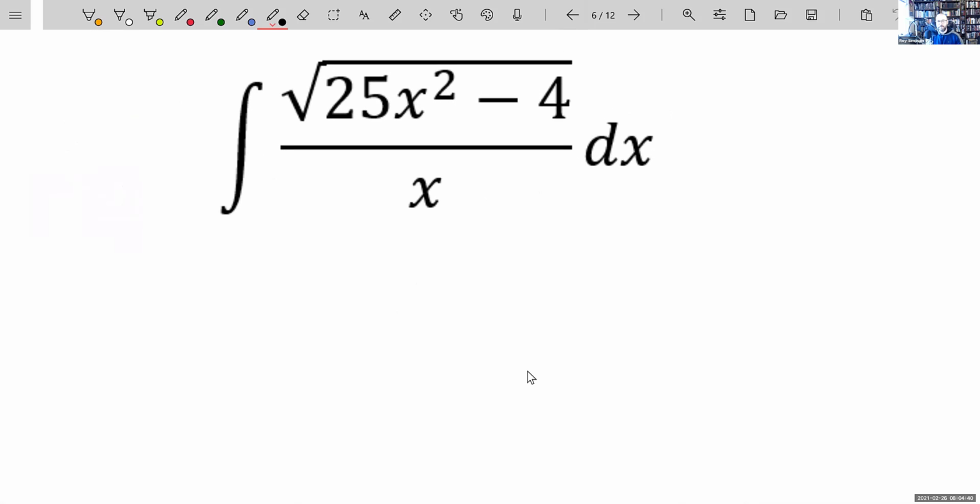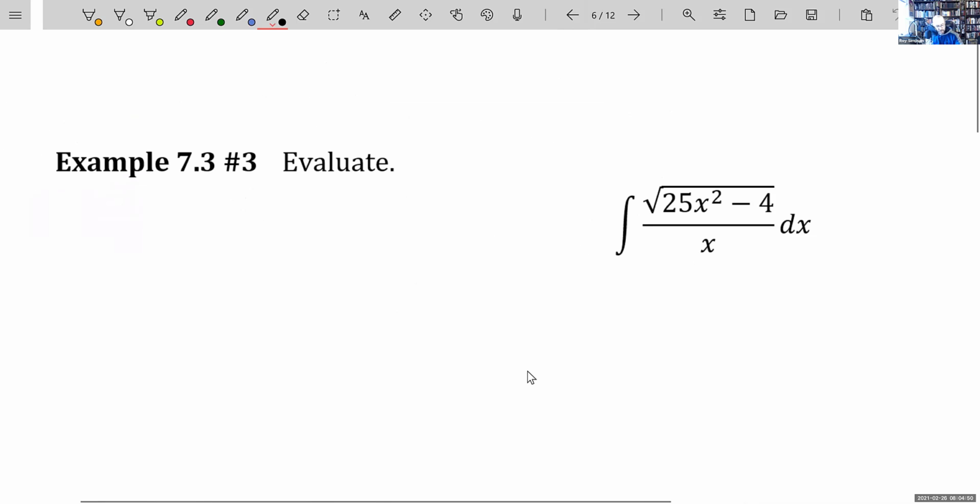Evaluate this integral. Again, I would highly recommend investigating possibly a u sub first. In this case, a u sub is not going to work, but you could try it. There's nothing wrong with trying it. So, tactics: u sub. If you try a u sub here, and there's nothing wrong, again, with just quickly trying a u sub.